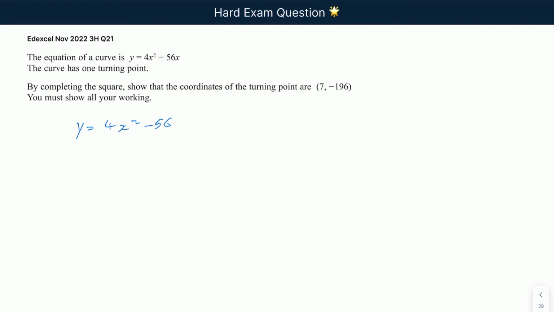So remember, with completing the square, what's the problem with this one? Straight away, I can see that the coefficient of x squared is not 1. So that's the first thing that I want to do, just factor the 4 out. Now I just want to complete the square on the bit inside. And now I just want to expand that out.